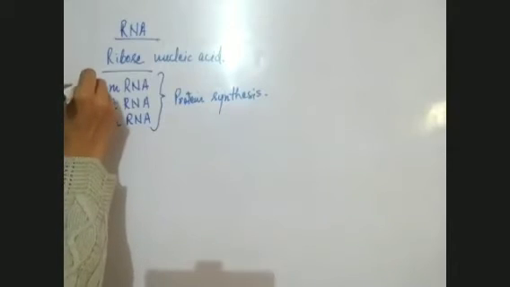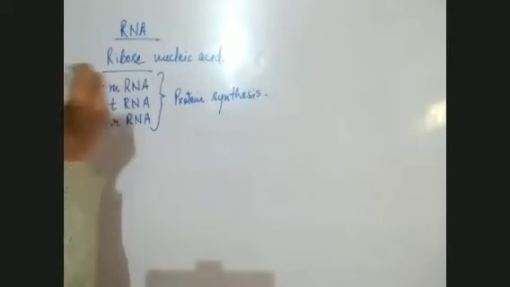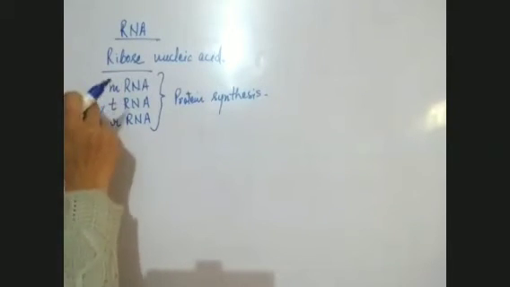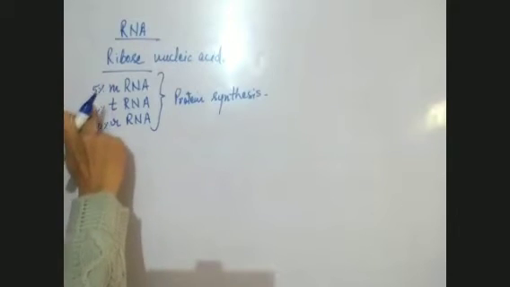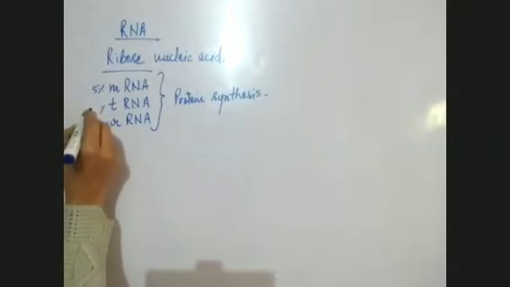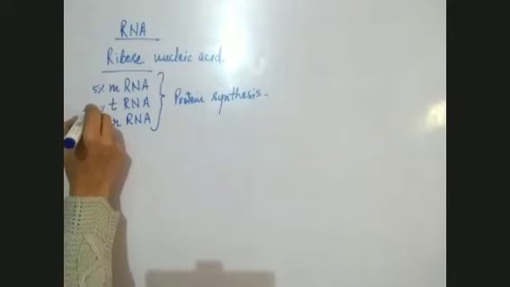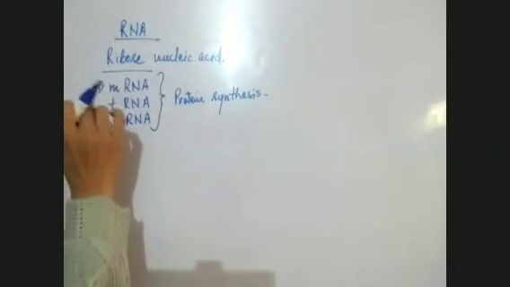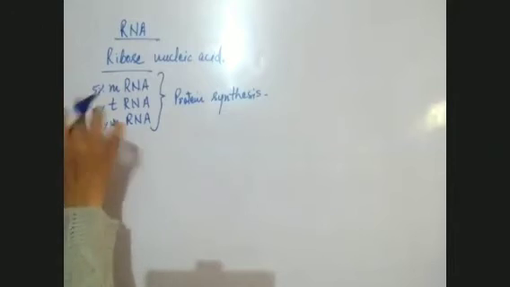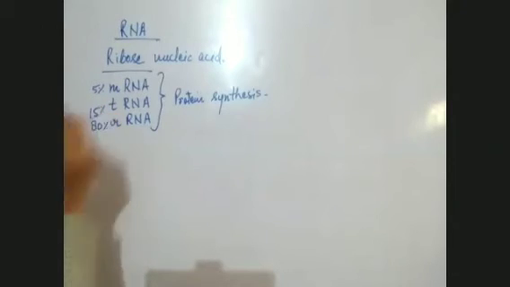And this is about 5%. No, wait a minute. This is about 80%, this is about 15%, and that constitutes about 5%. So the least amount of RNA which is present is 5%, which is messenger RNA, and all are very important.